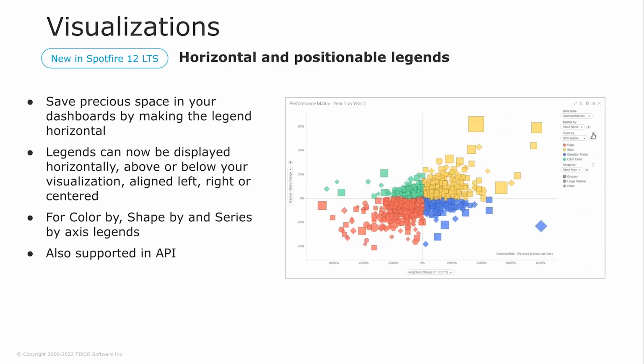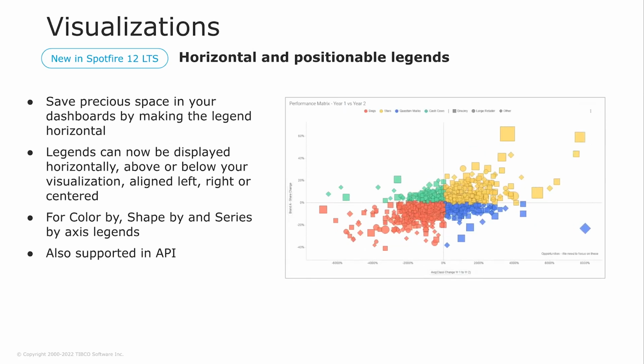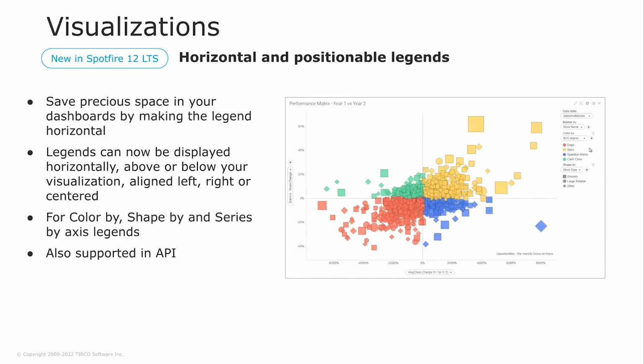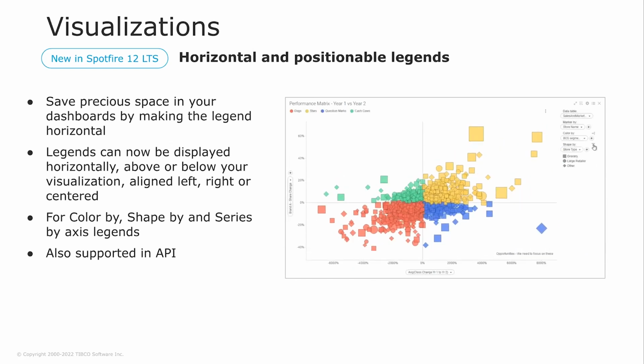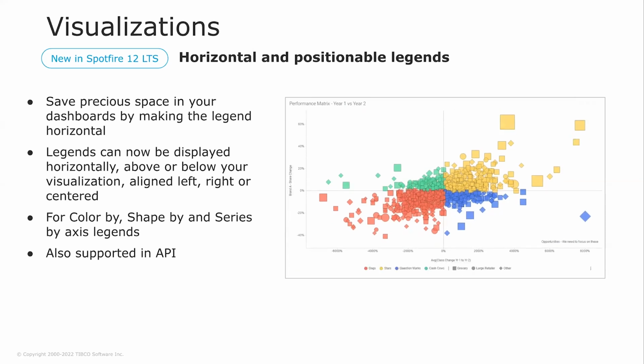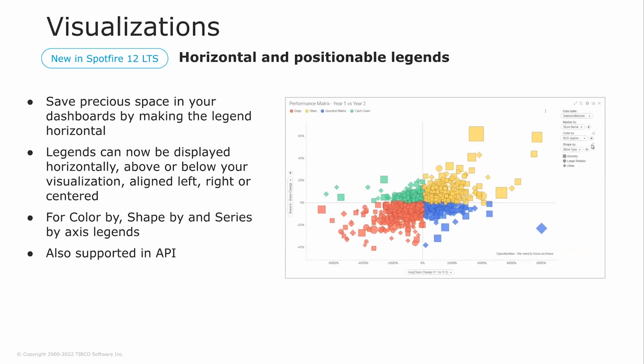Now, about legends, and this new feature was one of the top voted ideas on the TIBCO Ideas portal. Spotfire 12 lets you save precious space in dashboards by making the legend horizontal. And you can choose the position of the horizontal legends as well, above or below the visualization, aligned left, right, or centered. Horizontal layout for legend is new in Spotfire 12, and it is available for color by, shape by, and series by axis legends. The default stays the same with vertical layout for legends.